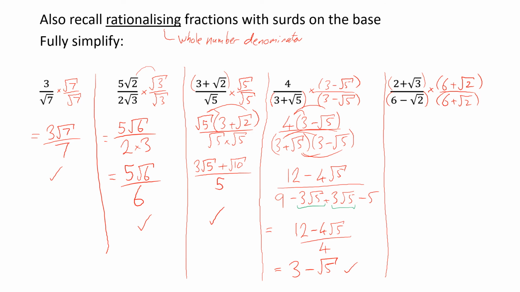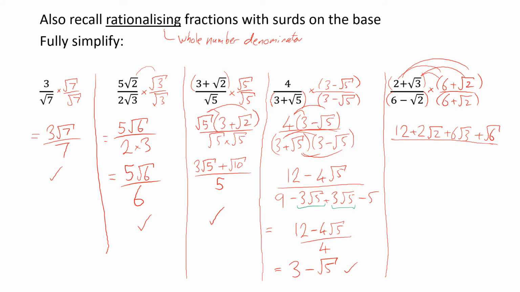This actually means that we're going to have to do expansion on the top and the bottom. So we're going to have to expand on the top. We've got 2 times 6, so that's 12. 2 times root 2, so that's 2 root 2. Root 3 times 6, so that's 6 root 3, and root 3 times root 2. And again, remember, if you've got a surd times a surd, it just stays inside the surd. 3 times 2 is 6, so root 3 times root 2 is root 6.